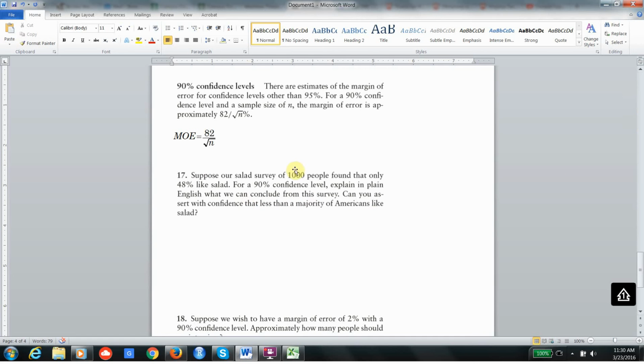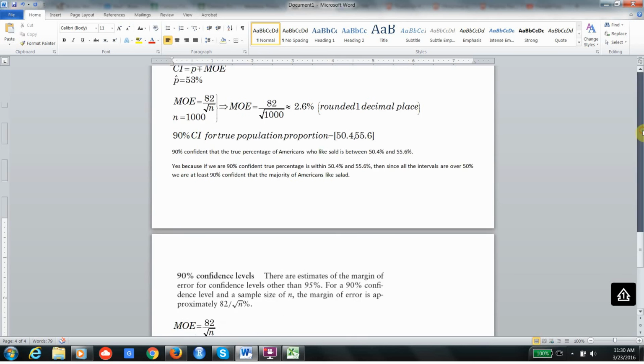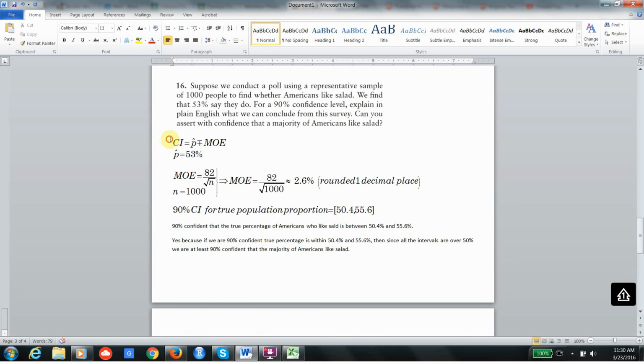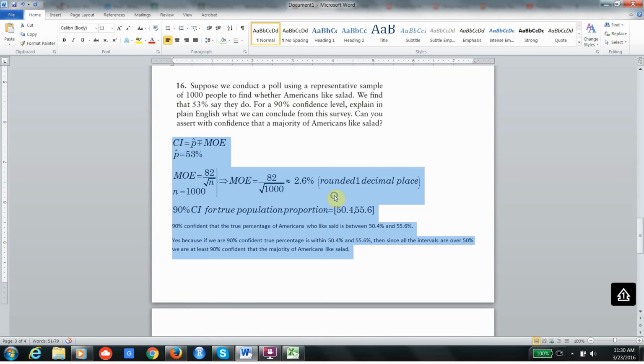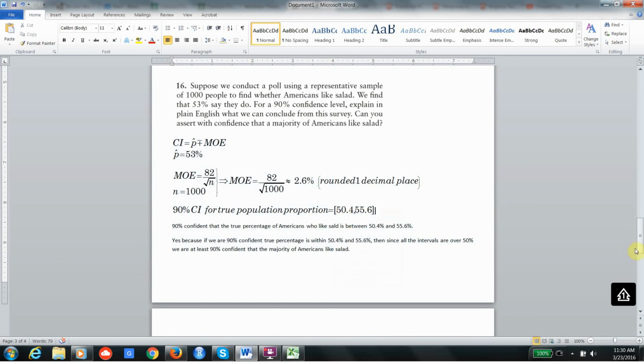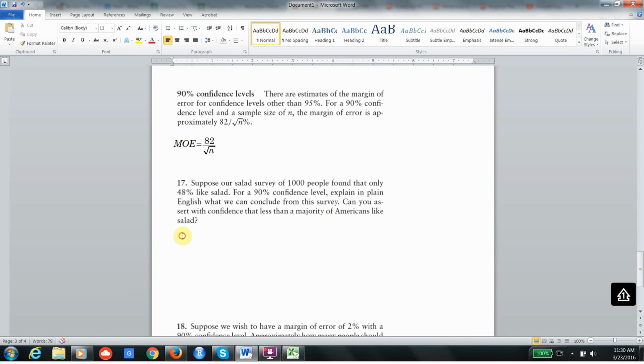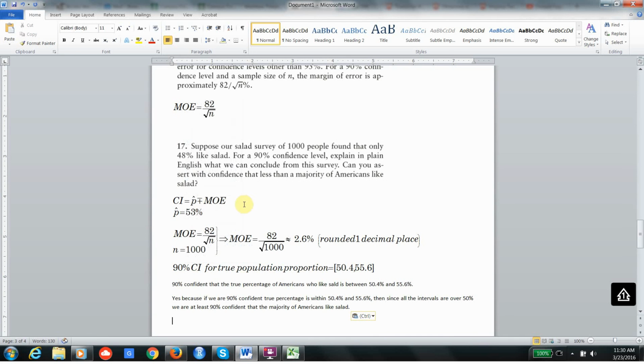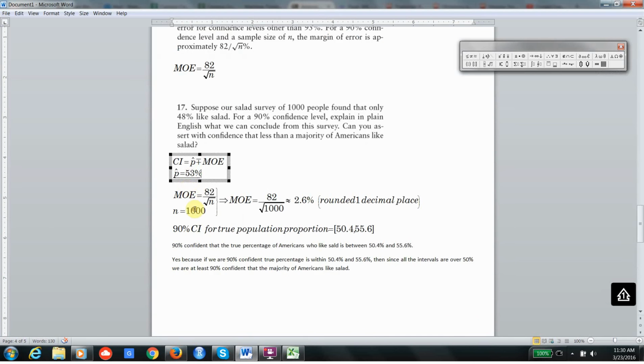Well, we actually have the margin of error because it's exactly the same sample size, right? So I can actually just cut and paste all of this. I'm just going to use this basic format. Okay, so I know the margin of error is this, but now p hat is 48%.